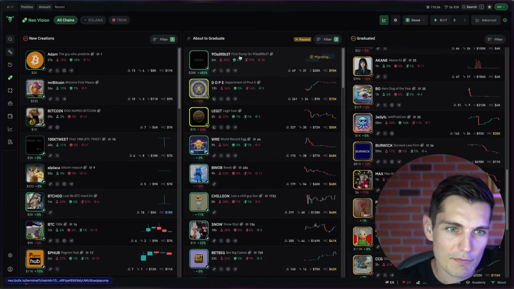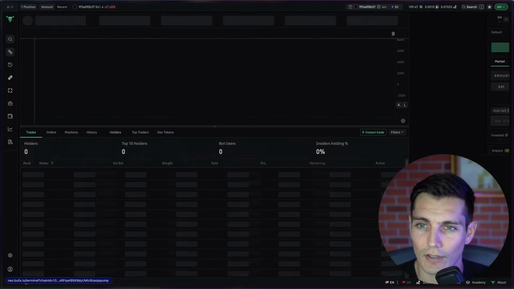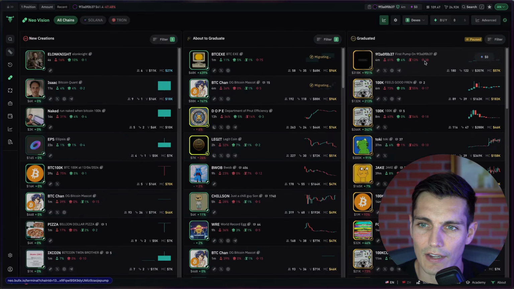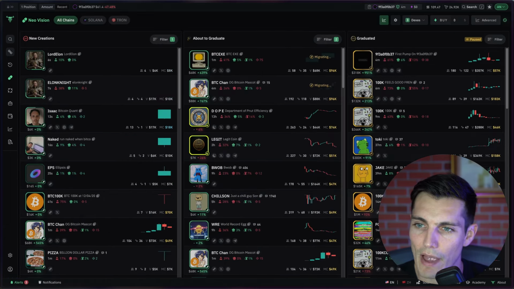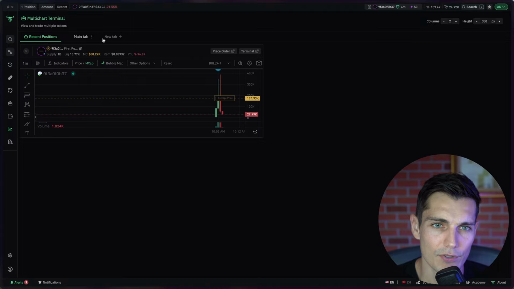Can't believe that this is migrating as well. So this got sniped a lot. See how you can see if something is getting sniped heavily, something bad is going to happen. Everything is getting sniped. We have, of course, the multi-chart, which is pretty cool because you can add new things. You can add all the coins that you are looking at.